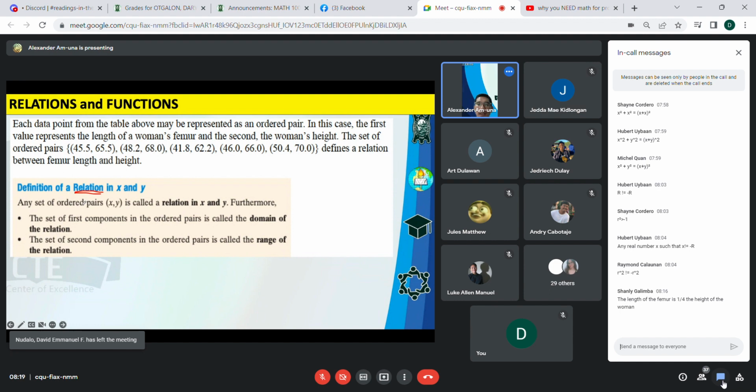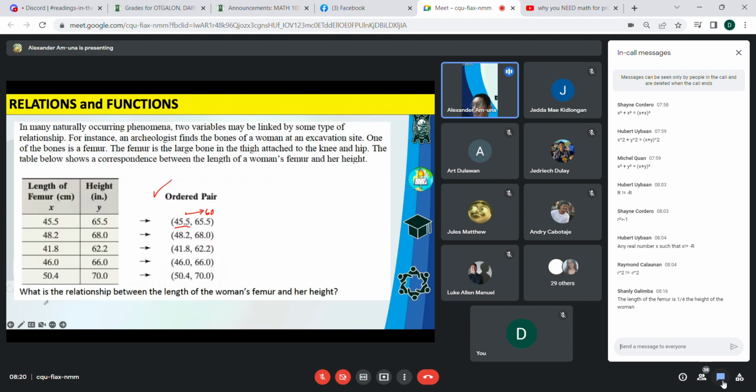Okay. So that's the relation of X and Y. In a relation, there will be a set of ordered pairs. Meaning to say that there is a set of X's and there is a set of Y's. The first component in the ordered pairs is called the domain of the relation. And then the second components in the ordered pairs is called the range of the relation.